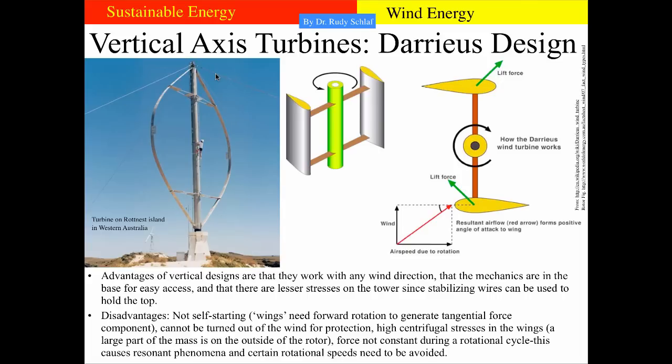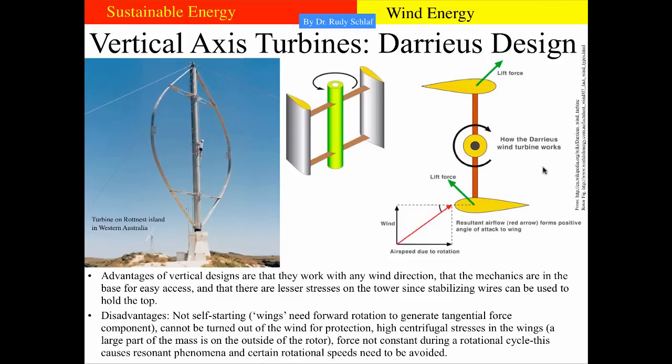Now there are some severe disadvantages of this design, and this is probably the main reason why they are not used widely. They are not self-starting. One needs to use the generator or a motor to start the rotation. Furthermore, they cannot be turned out of the wind for protection because of that design symmetry. And there are high centrifugal forces in the wings because a lot of the mass of the wings is concentrated on the outside of the rotor.